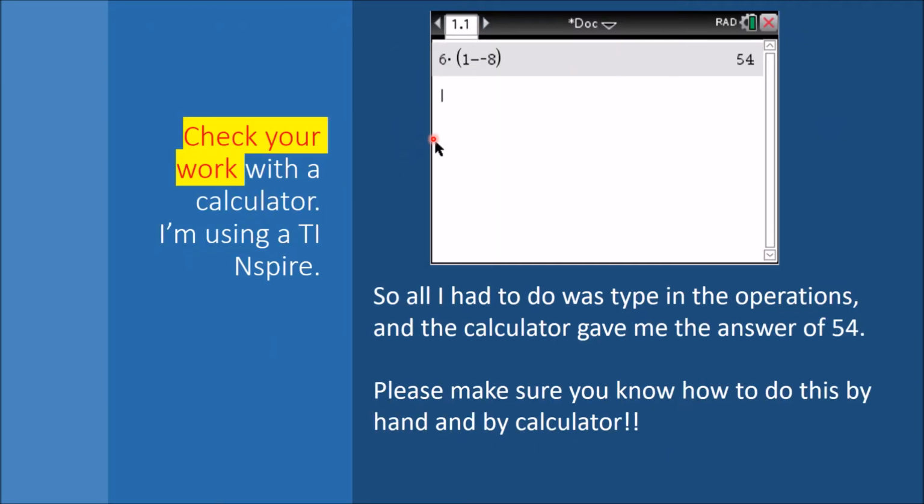Okay, so now we're going to check our work like we always do. I'm using the TI Inspire. So I put my mathematical expression into the calculator. I get 6 times parentheses 1 minus a negative 8, close parentheses, and when I hit enter, it gives me an answer of 54, which matches what we got by hand, so we did this correctly. I hope you're really proud of yourself because that was kind of a hard problem. That was directly out of the STAAR test, and so you are one step closer, if you're living in Texas, to passing the STAAR exam. Again, make sure you know how to do this by hand and by calculator.